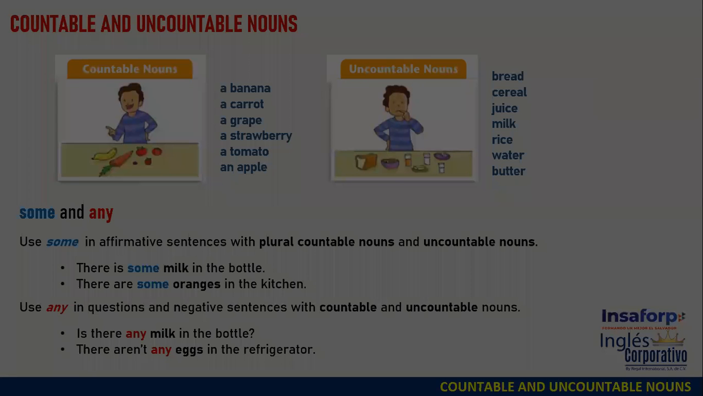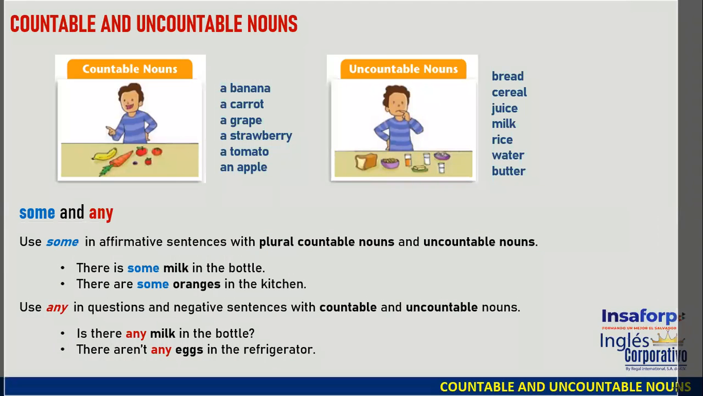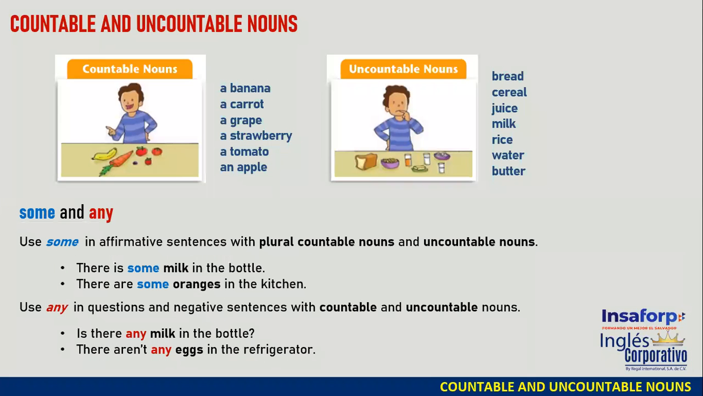Primero, pues, está esa parte de identificar si es o no contable. Eso es lo primerito, ¿verdad? Entonces, how do we do that? That's going to be like this. So, if it's countable, I can use a banana, a carrot, a grape, a strawberry, a tomato, an apple. But if it's uncountable, si es incontable, nada. No necesito, ¿verdad? Bread, cereal, juice, milk, rice, and water and butter.